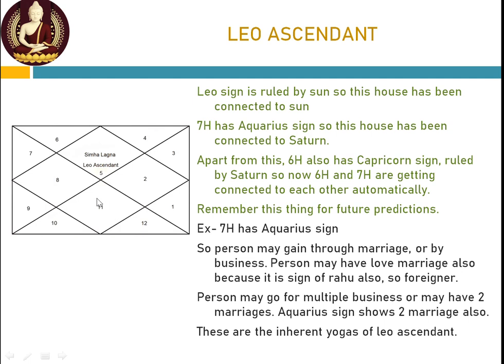Now Aquarius sign is falling in the 7th house. So this person may gain from marriage or marital contract, or he may have business related to marital contract, or he may have love marriage also. Why? Because this sign is ruled by Rahu also, and Rahu is foreigners. That's why most of the Leo ascendant people try to get a love marriage.